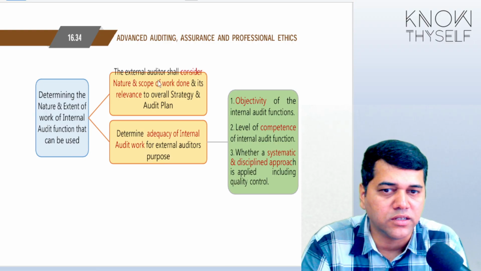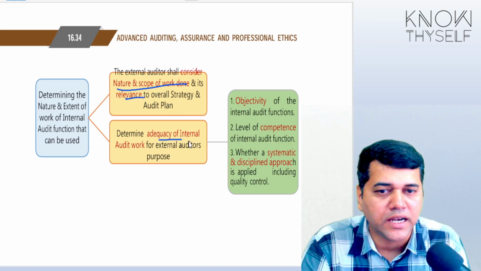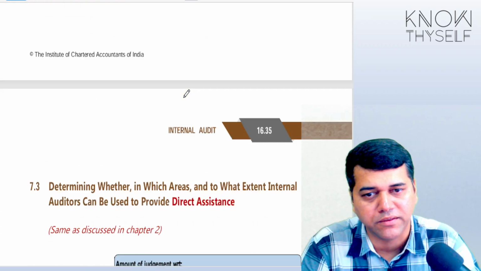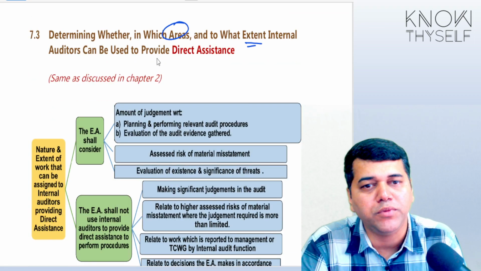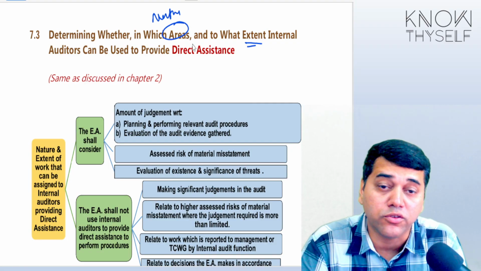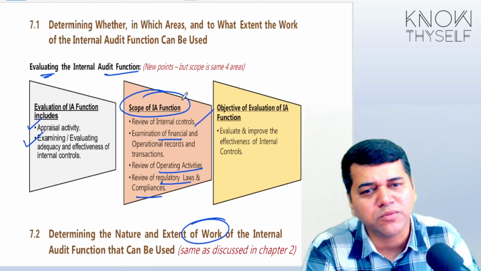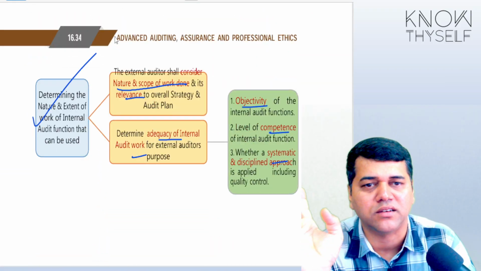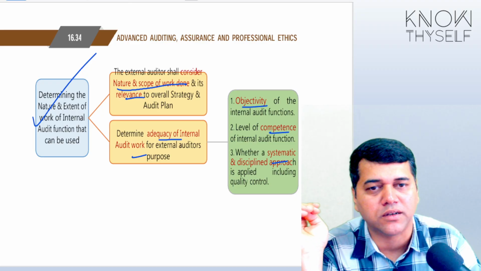So the external auditor shall consider the nature and the scope of the work done, relevance to the overall strategy and plan, and adequacy of the work, considering objectivity, competency, systematic approach. Same thing we have covered. Now, which area and to what extent can it be used? Which area means nature. They have discussed only this point, this and this. Done. One picture they have given. They have completed that first part, the work.